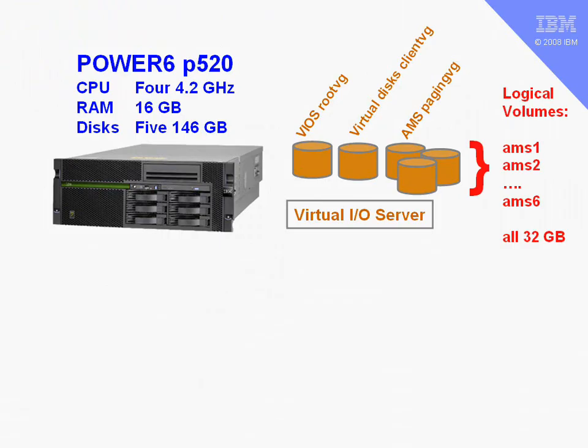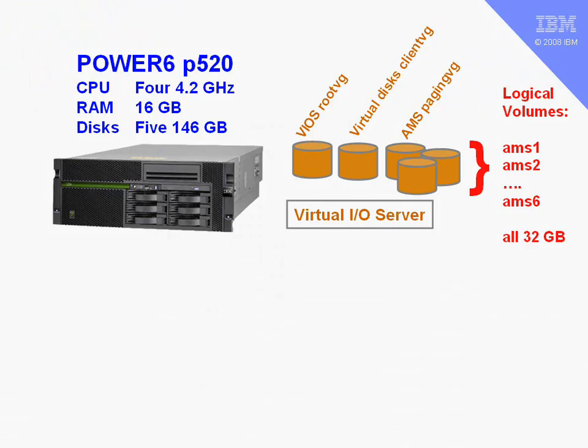I've called the logical volumes AMS1, AMS2 onto AMS6. Now that's just my naming convention, they could be called anything you like. And each of these logical volumes I've made 32 gigabytes. Now that's actually larger than they need to be.